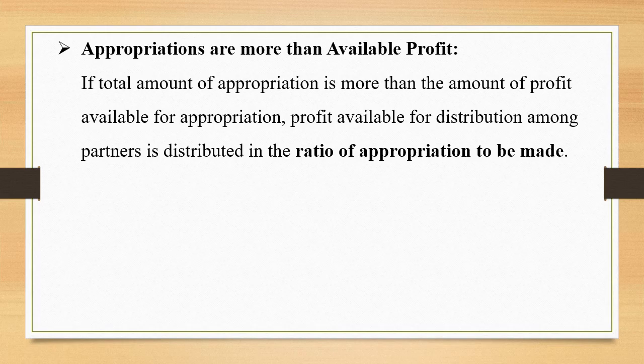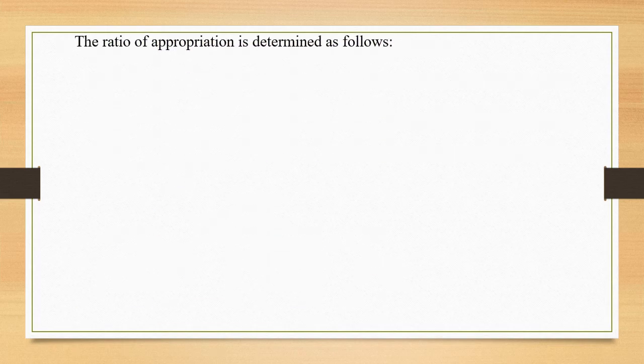It may happen that a sum is there in which only interest on capital is there. So we take the ratio of interest on capital. But what if we have more than one appropriation, like interest on capital is also there, salary is there? So in that case, the ratio of appropriation to be made. Let us see how we find the ratio of appropriation.